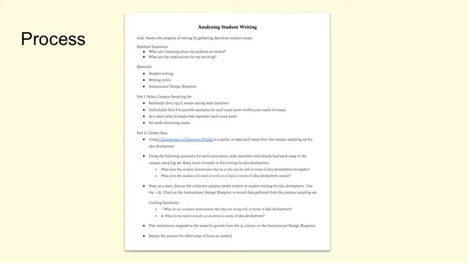Okay, so in your folders, you will have a white sheet that is titled Analyzing Student Writing. You can take that out, please. Our goal today is written at the top, and it says we are going to be assessing the progress of writing by gathering data from student essays. Our 2 guiding questions: what am I learning about my students as writers, and what are the implications for my teaching? So today you're going to be working 2 things. First you'll be working independently, and then you'll be coming together as your table group to continue the conversations of the writing essays.